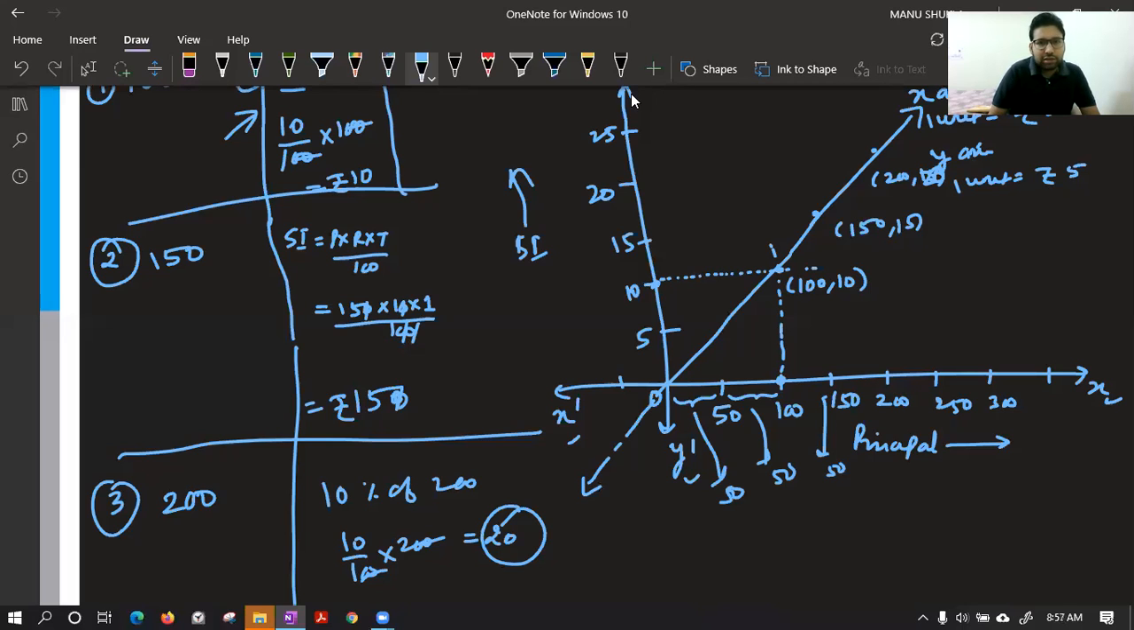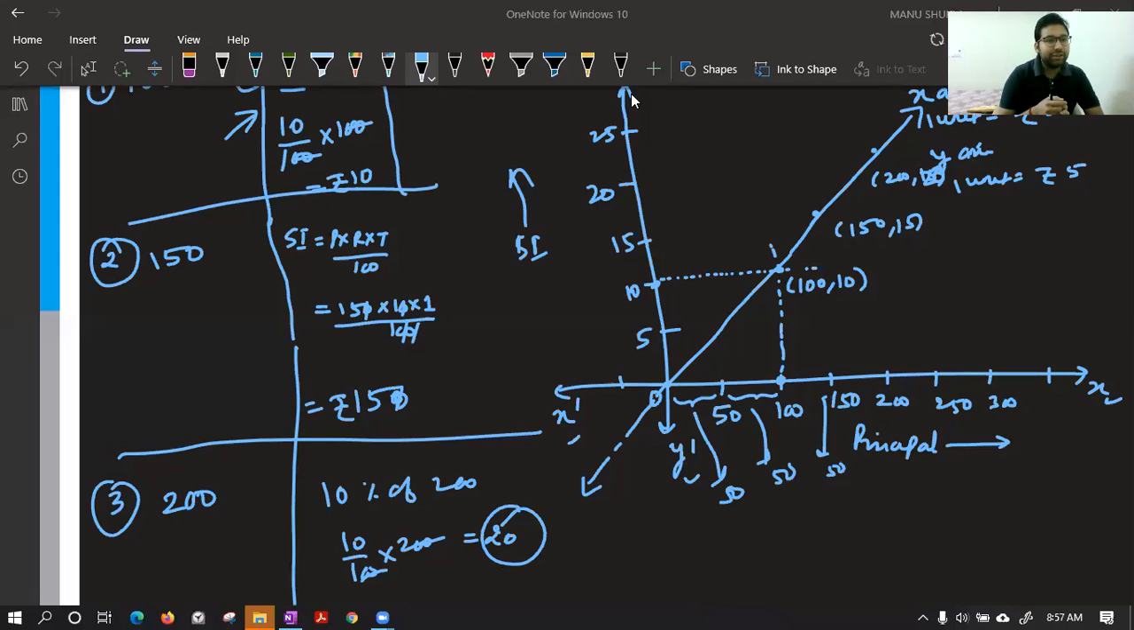What does this mean? If a line is passing through the origin, anyone who is understanding this, please tell me, what does this mean? How can you explain this in terms of principal and SI? If the graph is passing through the origin, what can we say about this? Can you realize what they are trying to say? That this line is passing through 0.